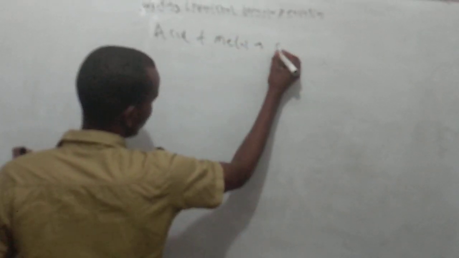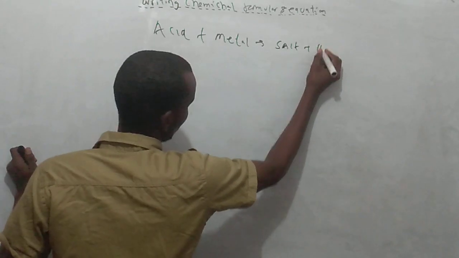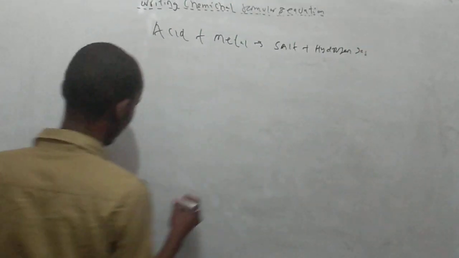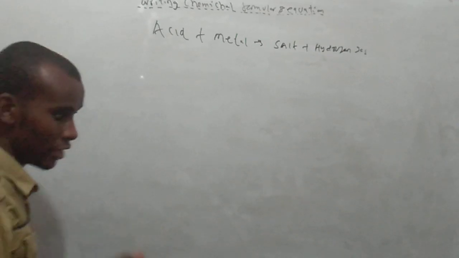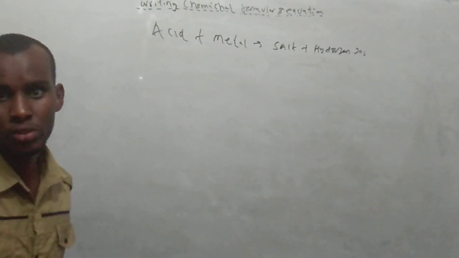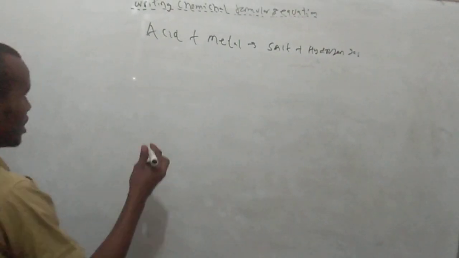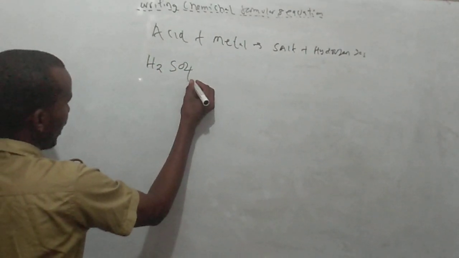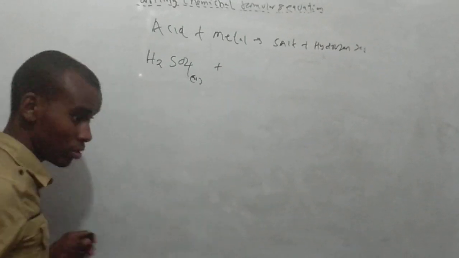This will give you salt plus hydrogen gas. Now I used HCl in the first, so let me now use sulfuric acid. Remember, sulfuric acid is H2SO4 aqueous. I react it with any metal.